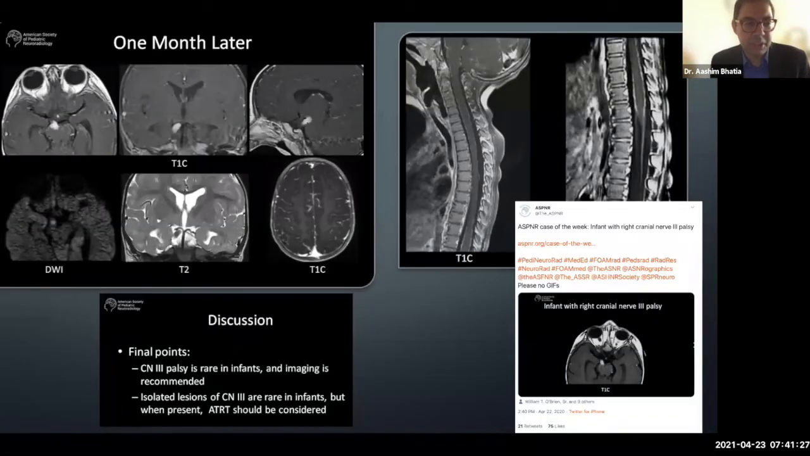Here's another example, different patient. And this is a case actually from the ASPNR case of the week, where you have enhancement along the right third cranial nerve. Again, DWI is showing hyperintensity. So there's reduced diffusion. There's also a lot of metastatic disease in this case. So they can metastasize even from the third cranial nerve. So think about isolated lesion, third cranial nerve, reduced diffusion, young patient, ATRT.